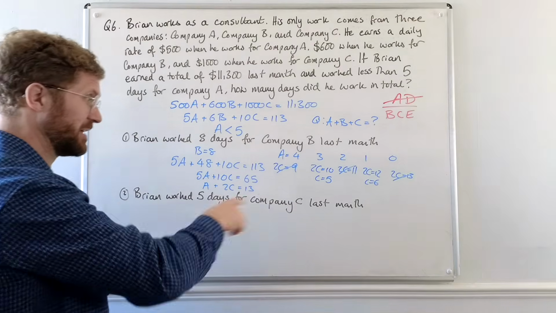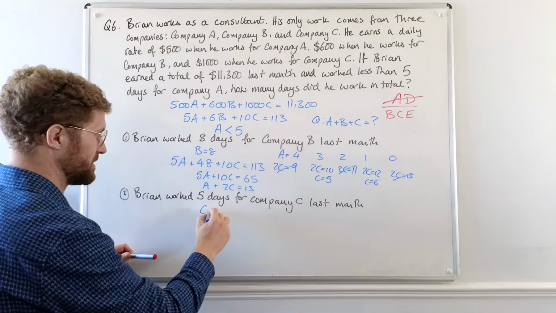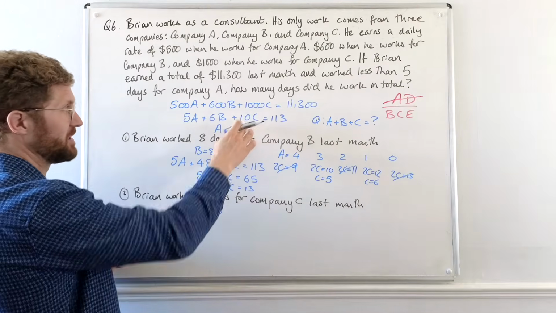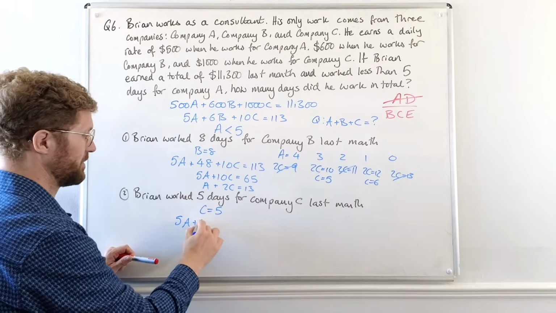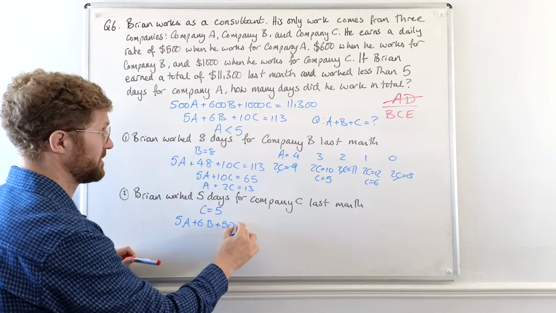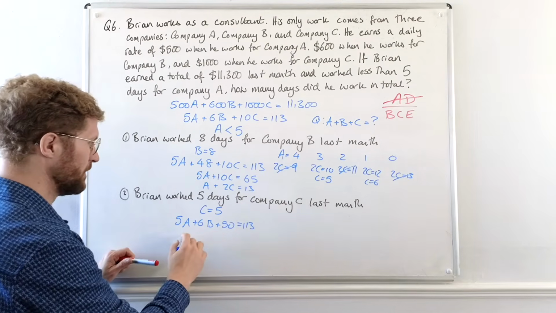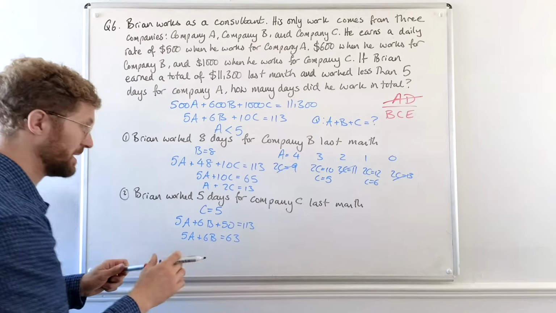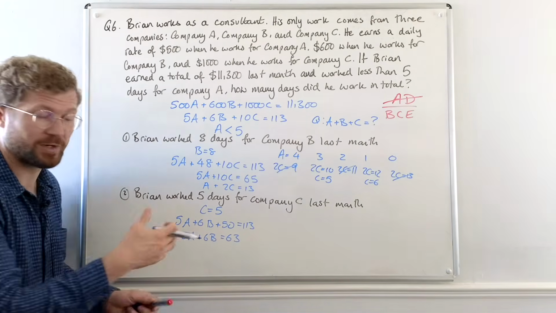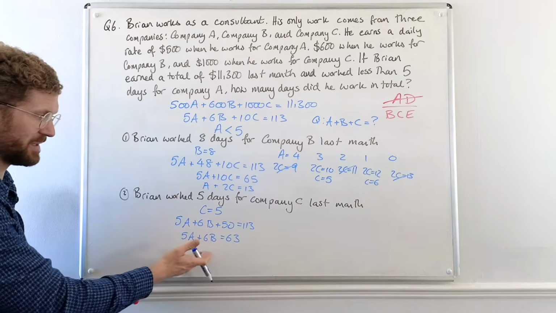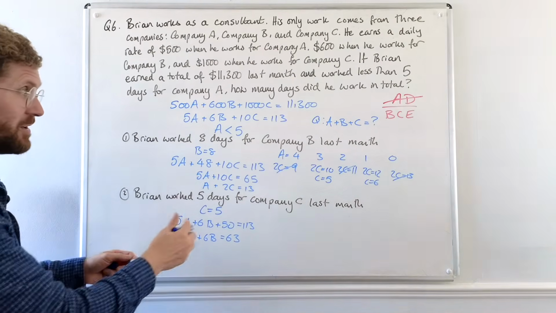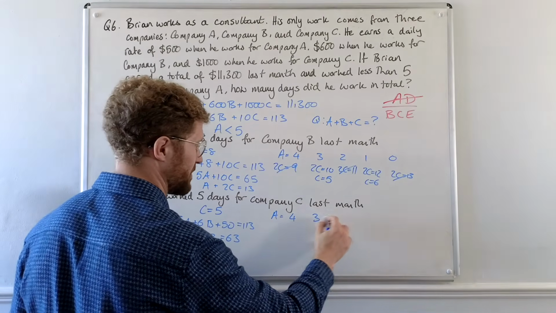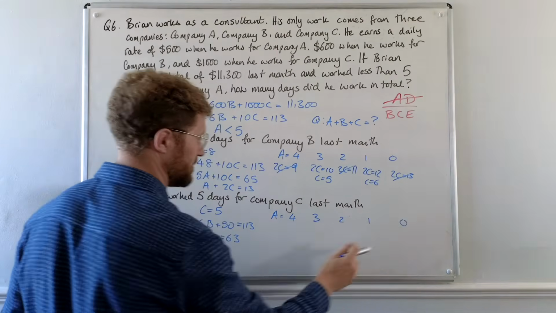This time Brian worked 5 days for company C last month, so C is going to be 5. Doing a very similar thing, I'm going to put C as 5 into this equation. I get 5A plus 6B plus 50 is equal to 113, and so 5A plus 6B is equal to 63. Now this time there is no number I can divide everything by, so I can't simplify this any further. I've just got to take this on, and in exactly the same way I've got to look at what happens when A is 4, 3, 2, 1, and 0.